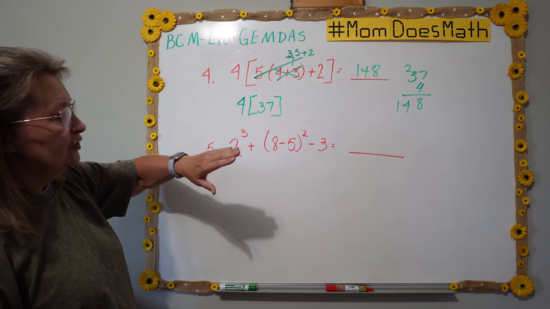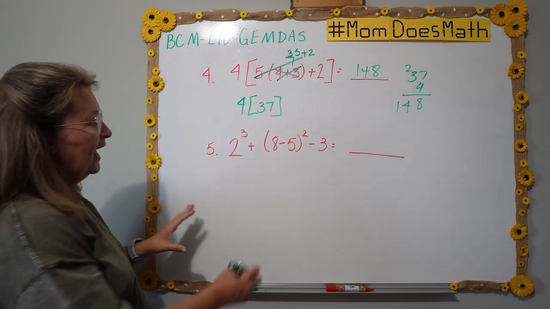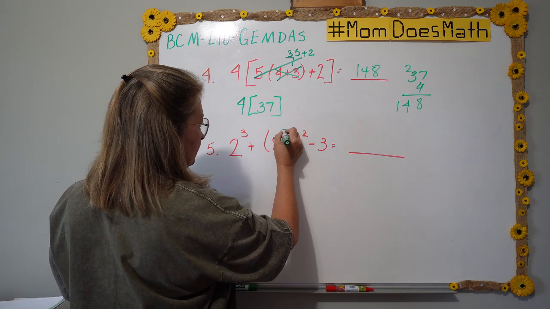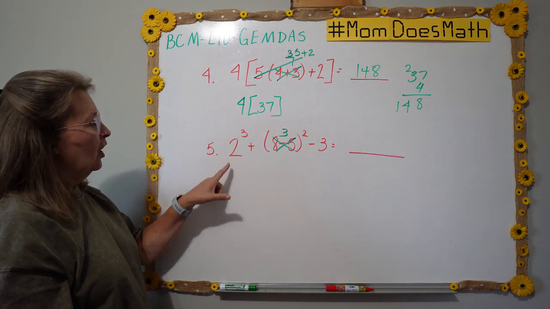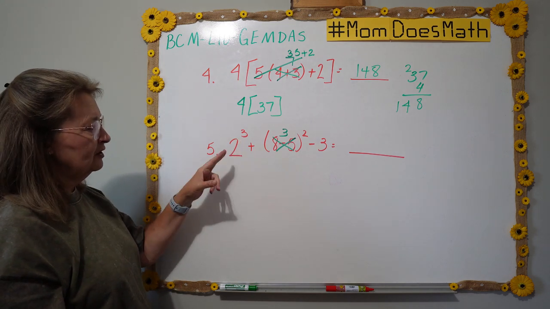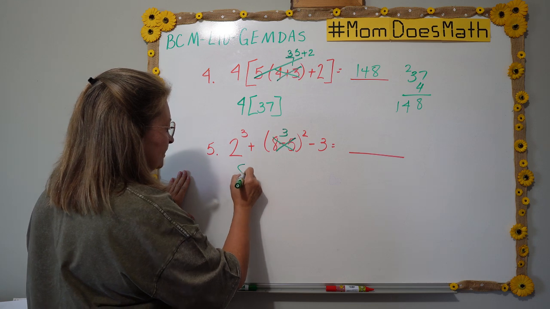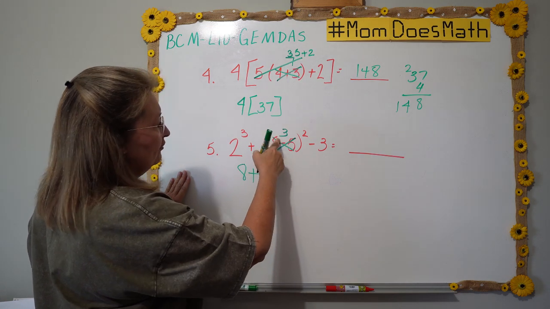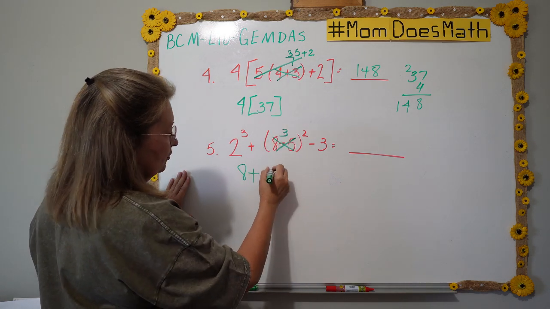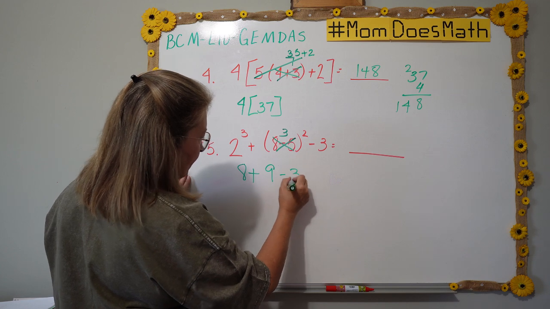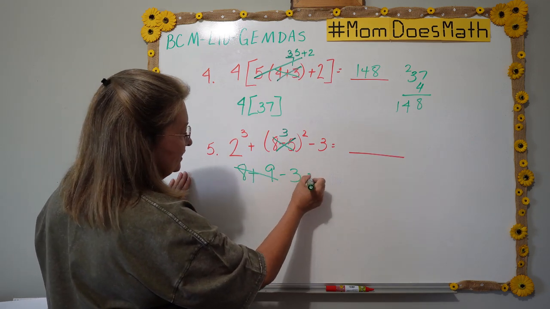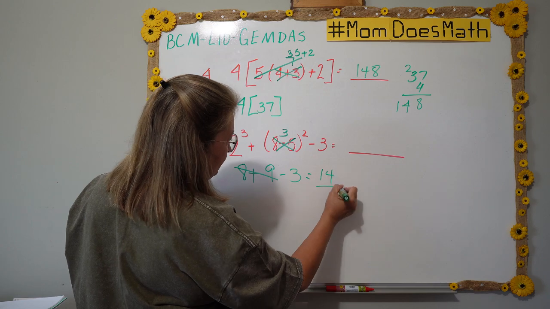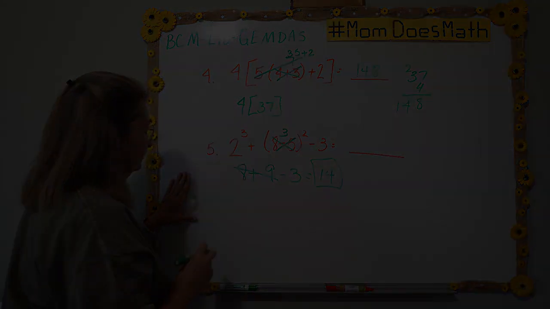We're going to go to the grouping symbol first. 8 minus 5 is 3. Now we're going to take care of exponents. All right, 2 to the third power. 2 times 2 is 4, times 2 is 8, plus, here I've got 3 to the second power, which is 9, minus 3. 8 plus 9 is 17, and 17 minus 3 is 14.